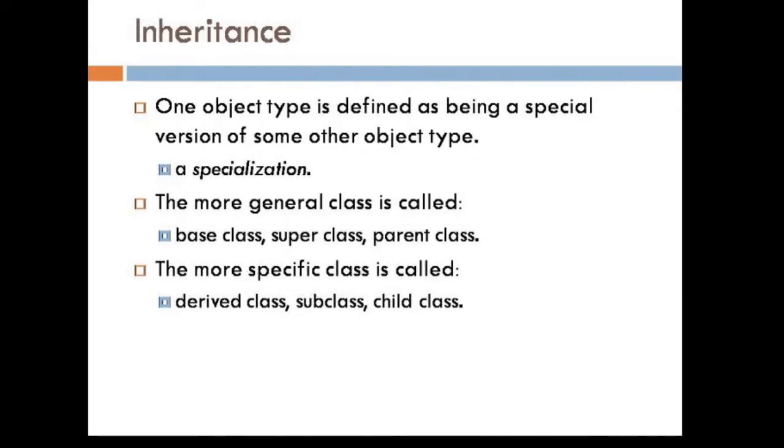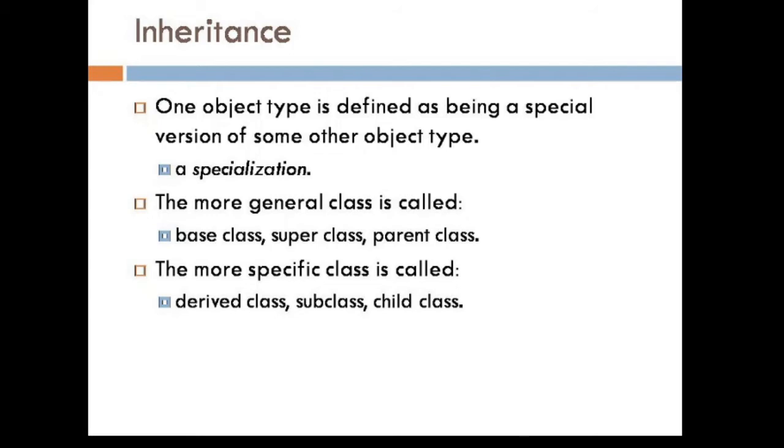Now, in case of inheritance, one object type is defined as being a special version of some other object type. This is known as a specialization. In our case, the person class was an object type, and the employee was a special version of that class. This is known as a specialization in inheritance. The more general class is called the base class, the superclass, or the parent class. In our bank scenario, we had the person class, which is the base class, superclass, or parent class.